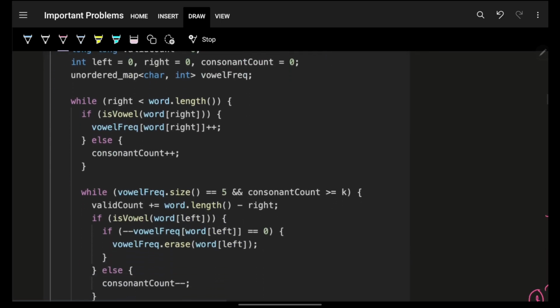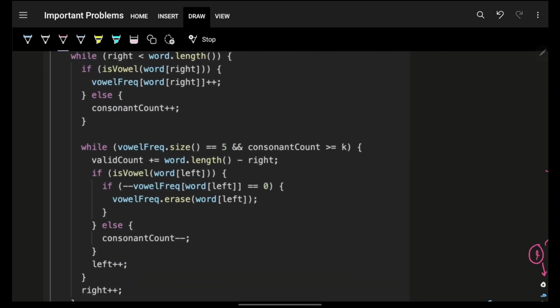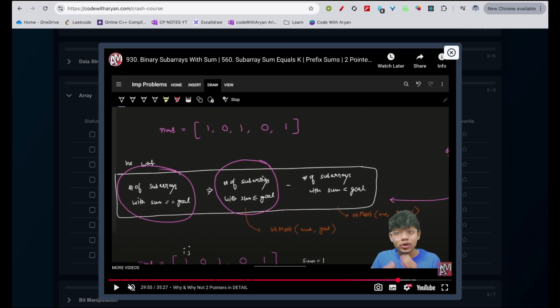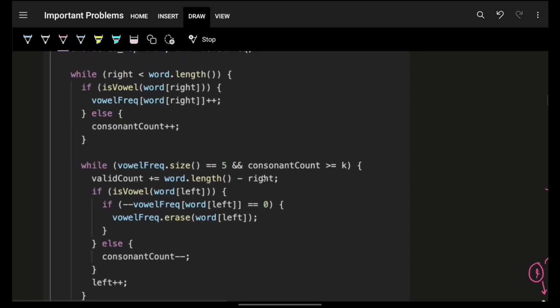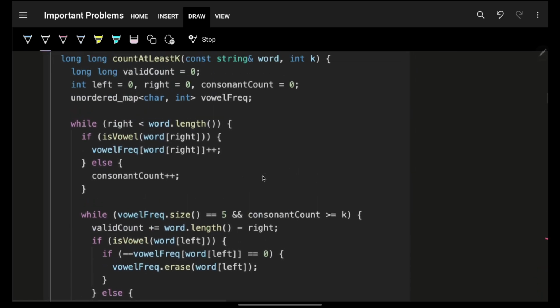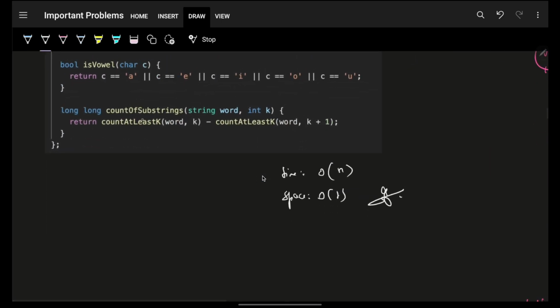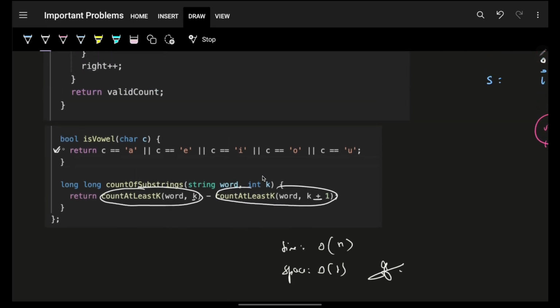It's exactly the same as what we have been seeing in previous questions, which is here. So what we saw is that firstly we will call count at least for K and subtract for K plus 1. Again, this is a simple function which will check if the character is a vowel or not.